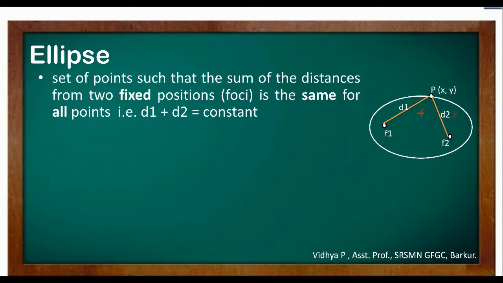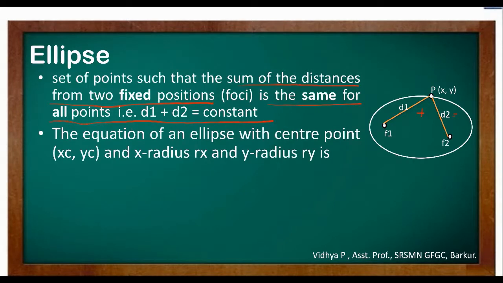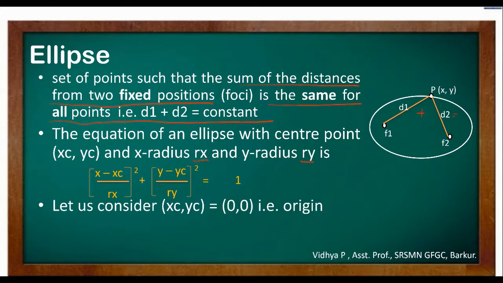So we can define an ellipse as the set of points for which the sum of distances from two fixed positions, the foci, is the same for all points, that is d1 plus d2 is equal to a constant. The equation of the ellipse with center xc, yc, x radius rx and y radius ry is defined as ((x minus xc) divided by rx) the whole square plus ((y minus yc) divided by ry) the whole square is equal to 1. If you consider the center xc, yc as the origin, the equation becomes x square divided by rx square plus y square divided by ry square is equal to 1.